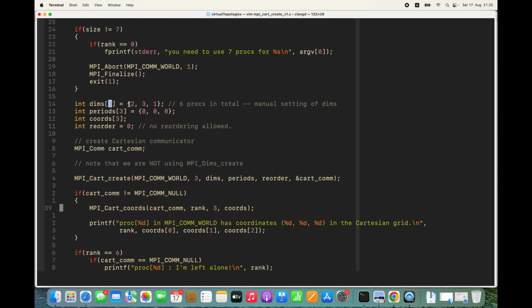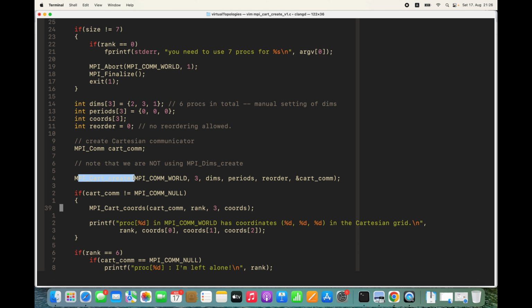So we have 3 dimensions. In dimension 0, we're going to have 2 processes. In dimension 1, we're going to have 3 MPI processes. On dimension 2, we're going to have 1 MPI process. Periodicity, again, is not going to be periodic. And coordinates, again, remains 3. We have no reordering, but notice that 2 times 3 times 1 is 6, but we said we're going to use 7 processes. So this means that 6 processes are going to participate in the Cartesian grid, the virtual topology, but 1 process is going to be left alone, right?